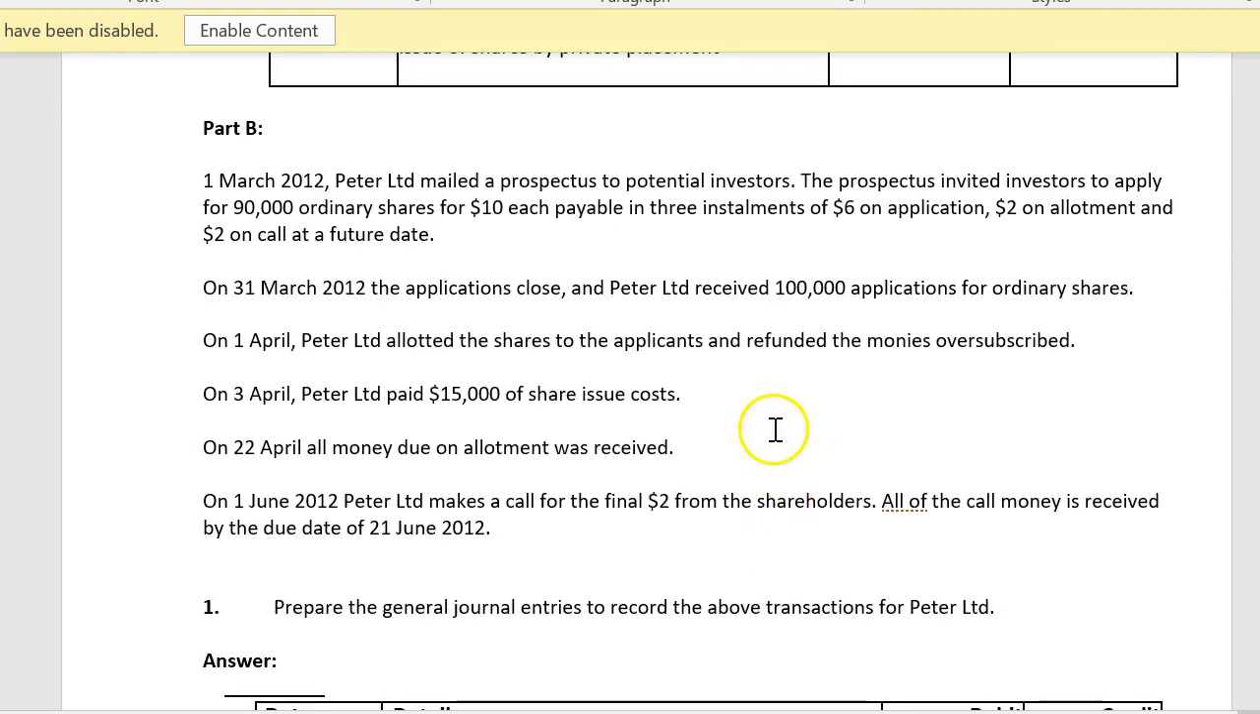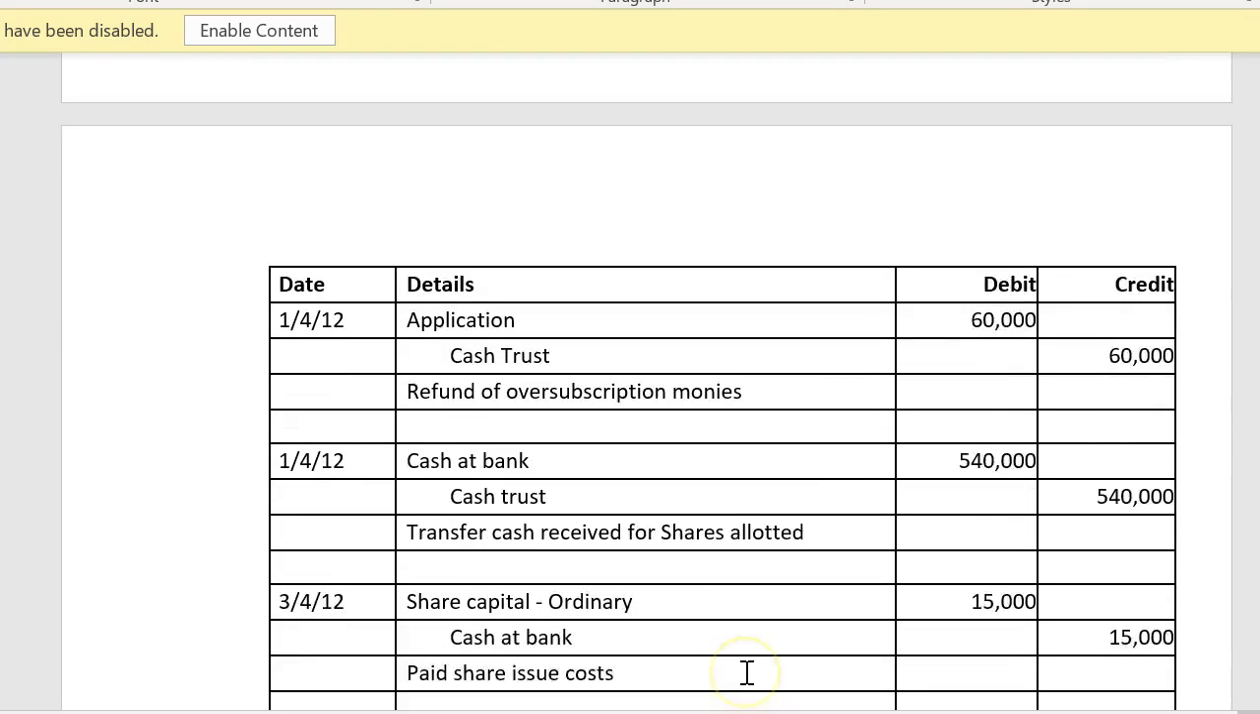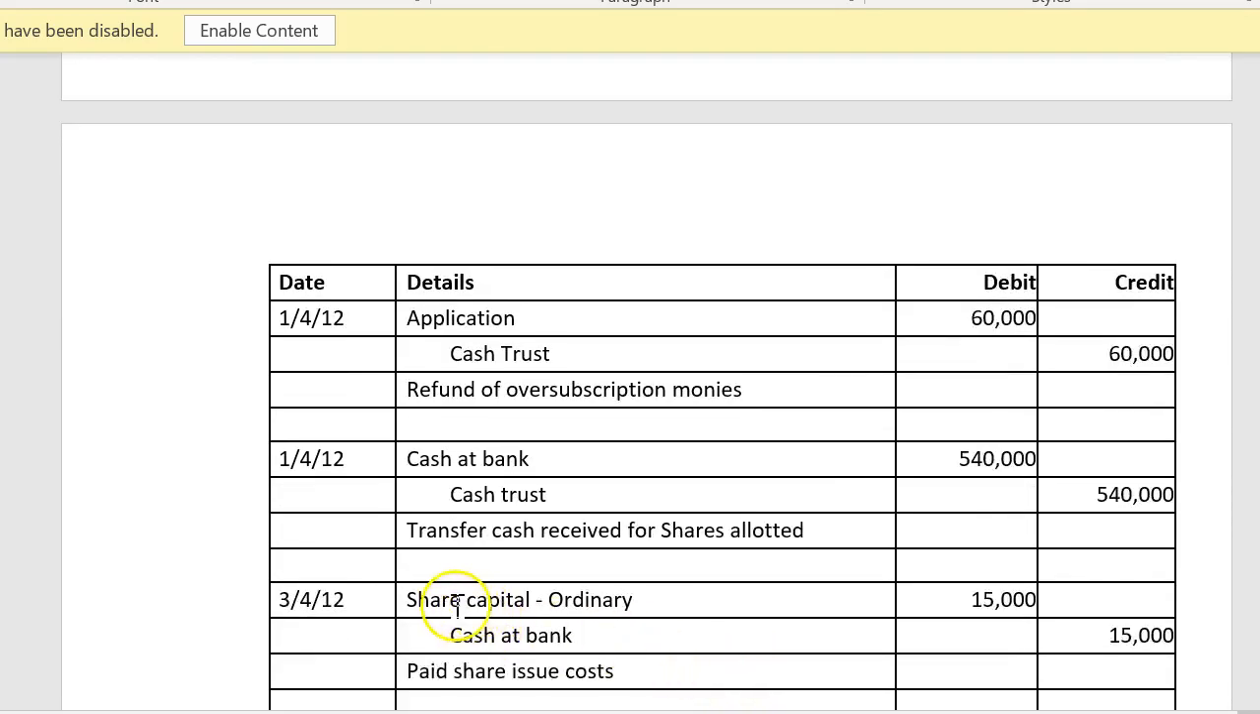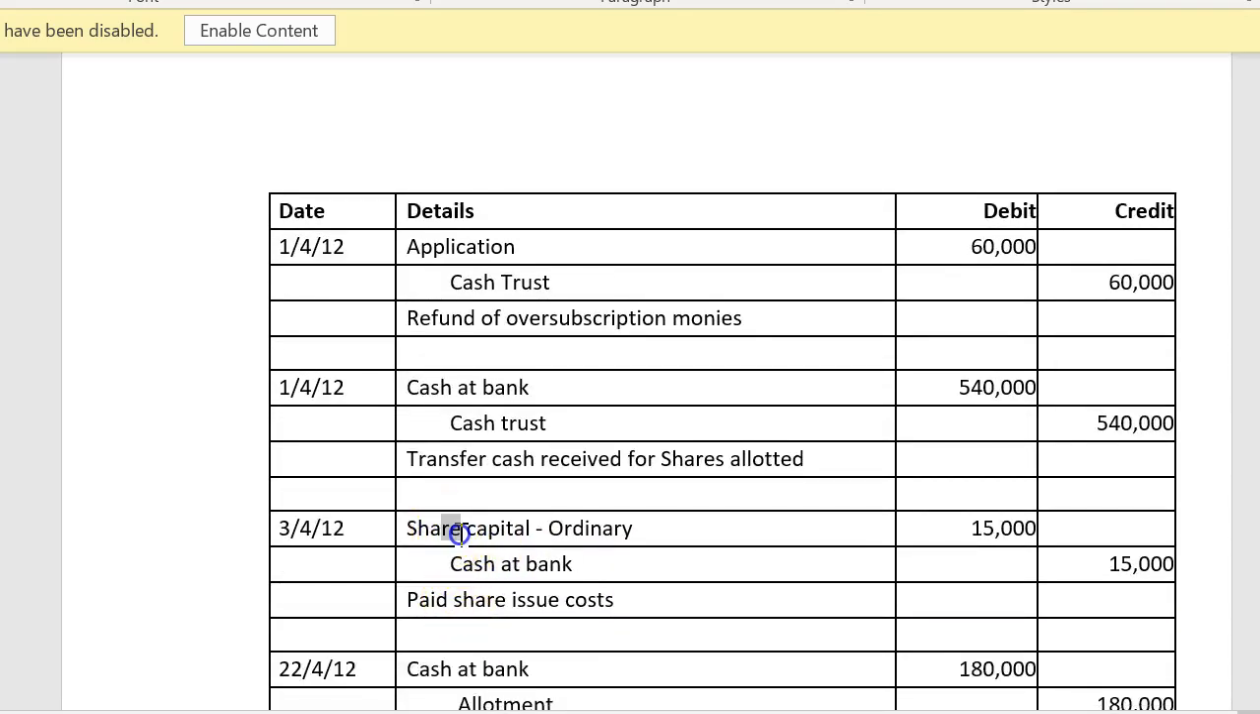Last but not least, they paid $15,000 in share issue costs. So what you need to do, on the 3rd of April, is debit share capital, credit cash at bank, 15,000.